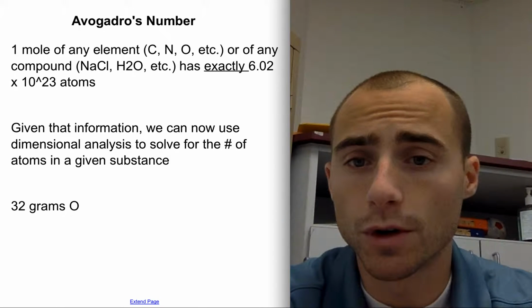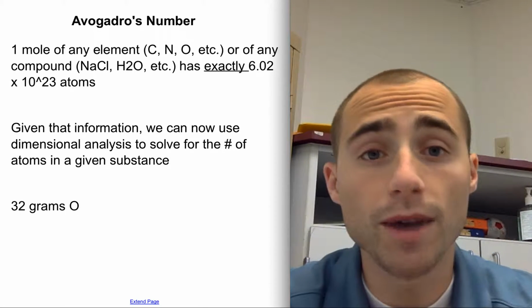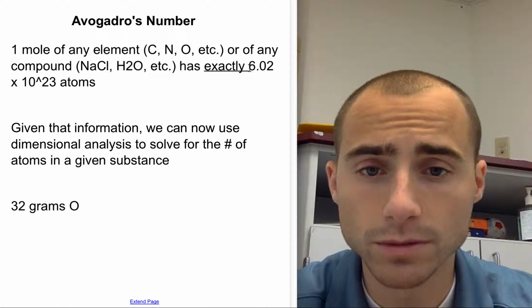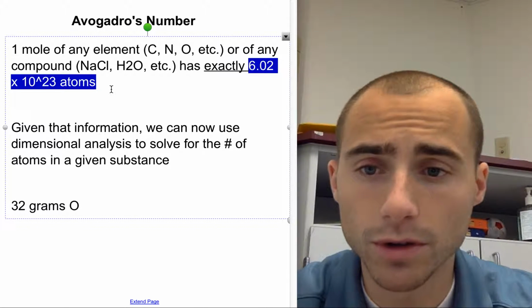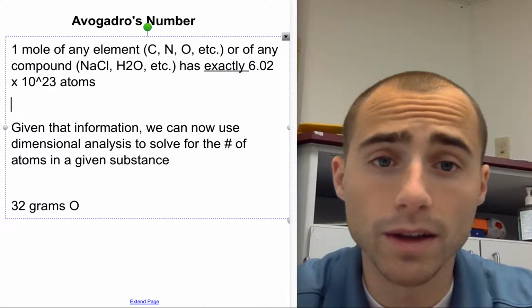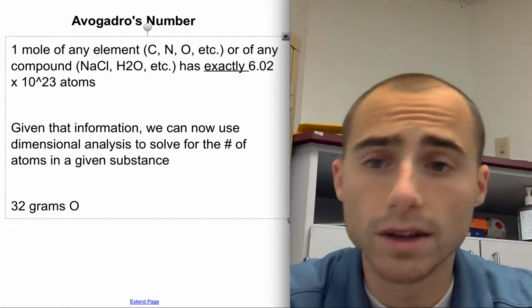So first of all, what is Avogadro's number? You actually already know what it is. Avogadro's number is 6.02 times 10 to the 23rd. That's Avogadro's number. So 1 mole is Avogadro's number.